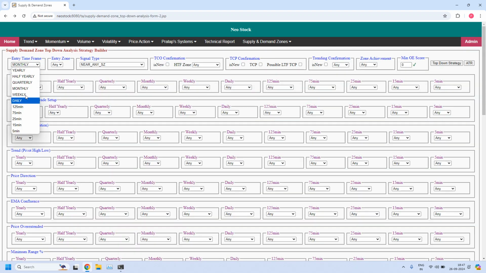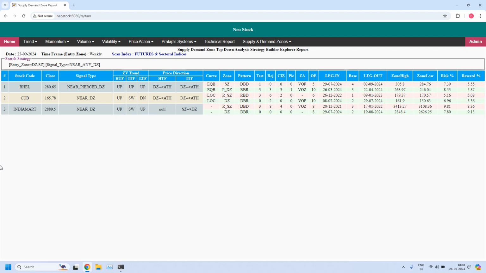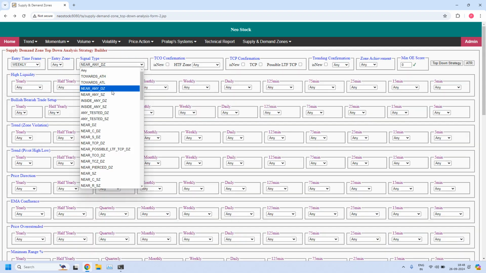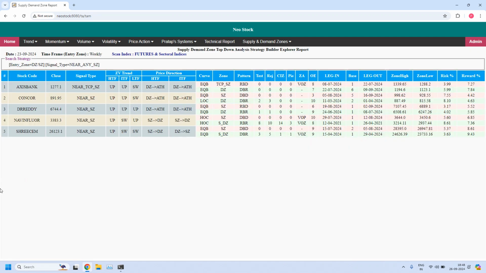The next time frame is weekly. Let us find the stocks near the weekly demand zone. Three stocks are filtered. Next, for the weekly time frame, let us find the stocks near the weekly supply zone. Five stocks are filtered near to the weekly supply zone.